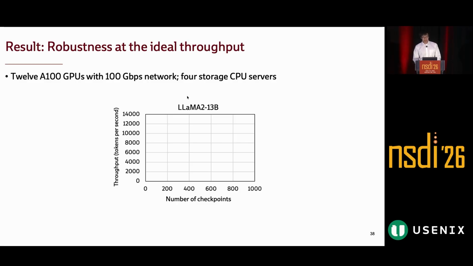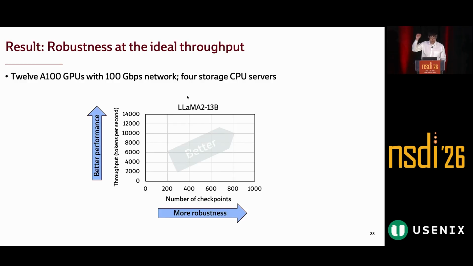On this plot, the y-axis is throughput in tokens per second. Higher is better. And the x-axis is the number of checkpoints completed in 1,000 iterations. More checkpoints here means more robustness, and we want to be on the top right corner of this graph. Let's start with some baselines. The brown dot is our no checkpointing baseline, which is the optimal performance case that gives you the maximum throughput. But any failure here means restarting the entire training over.